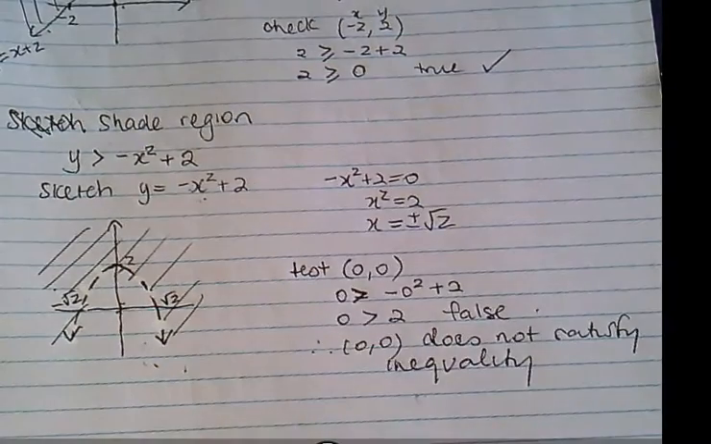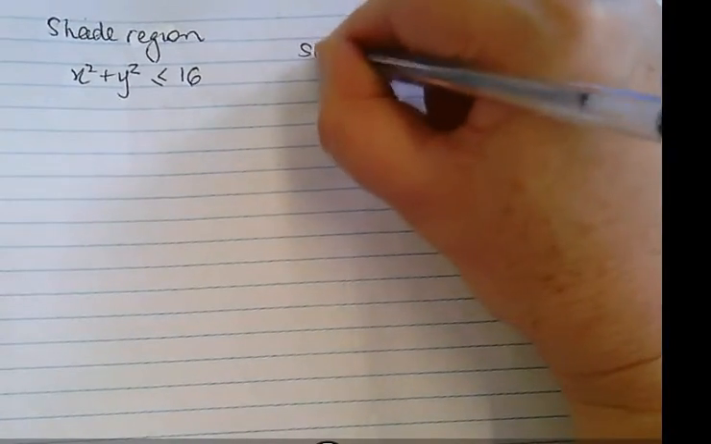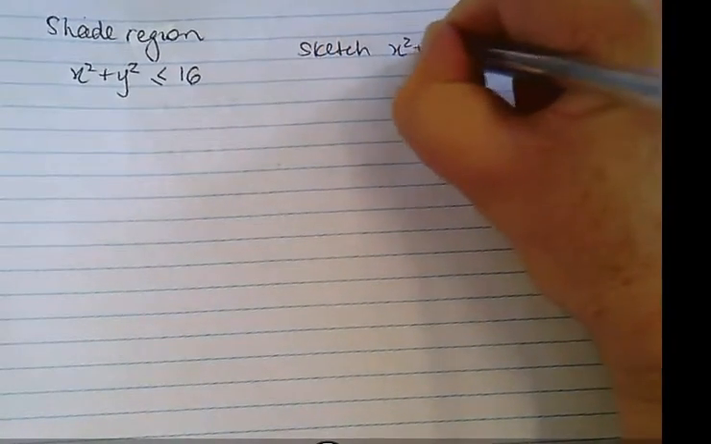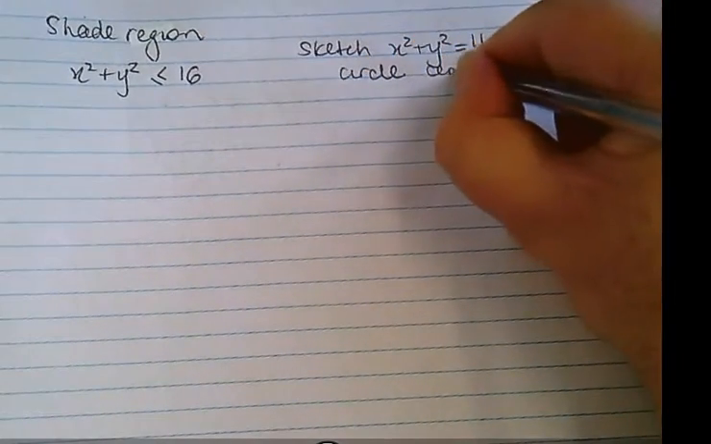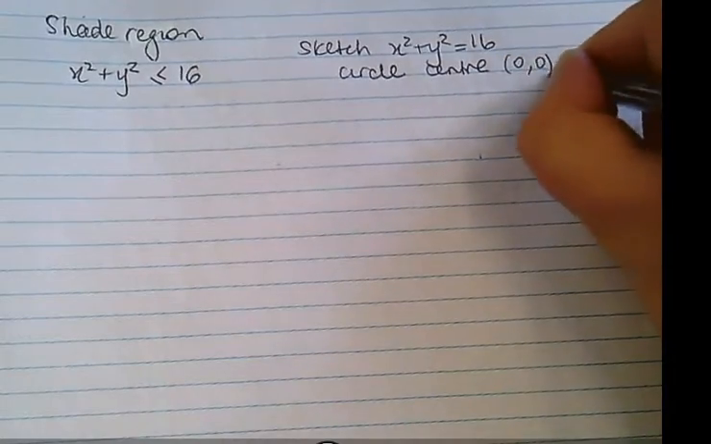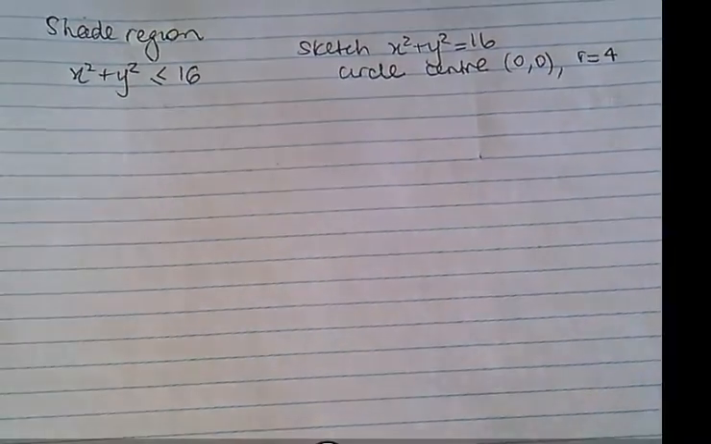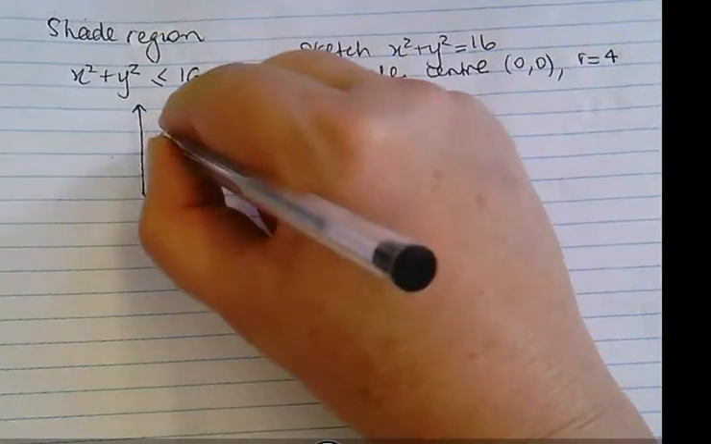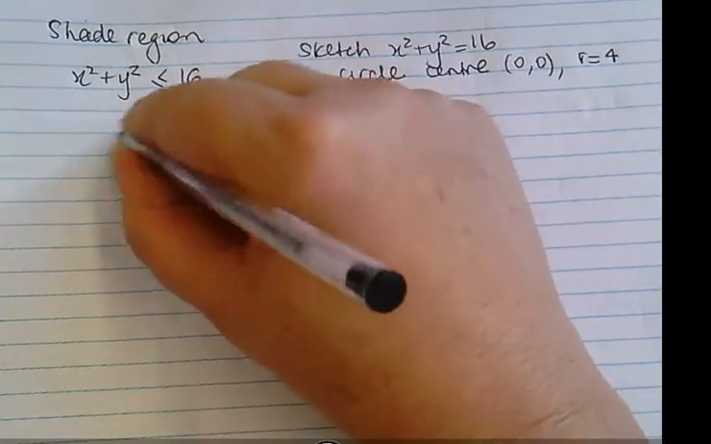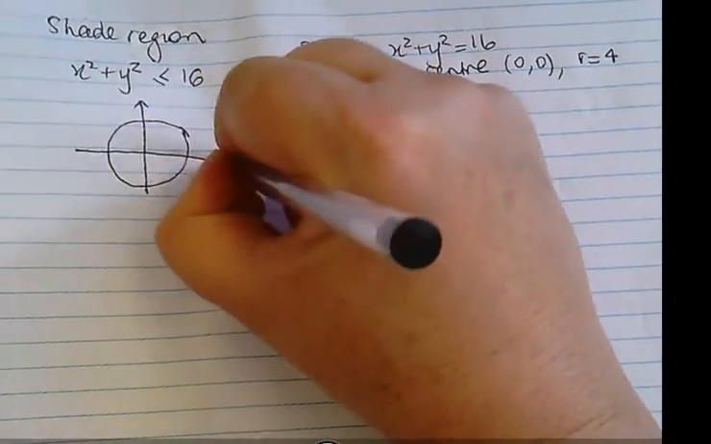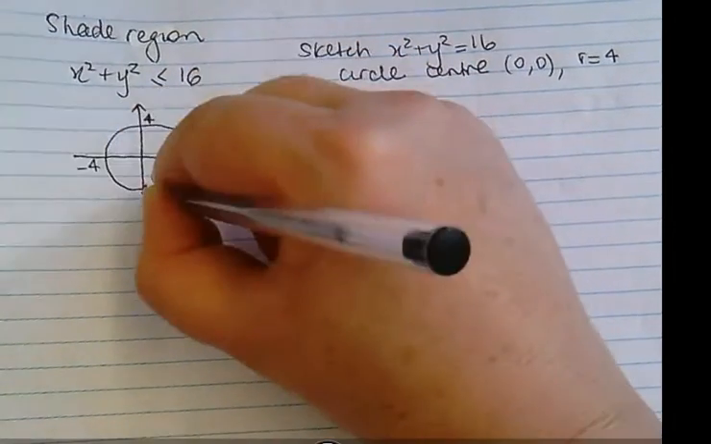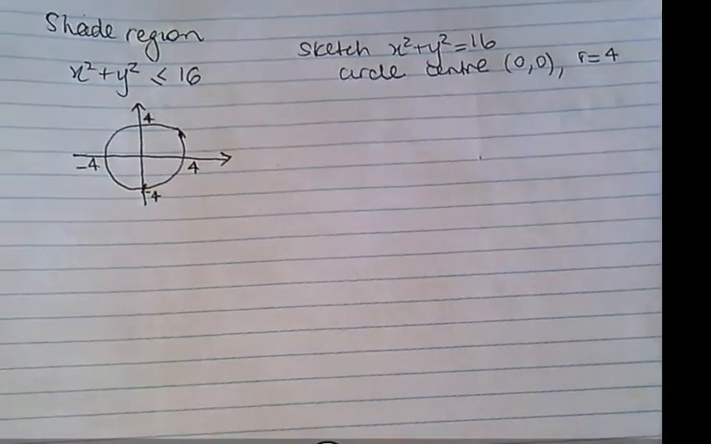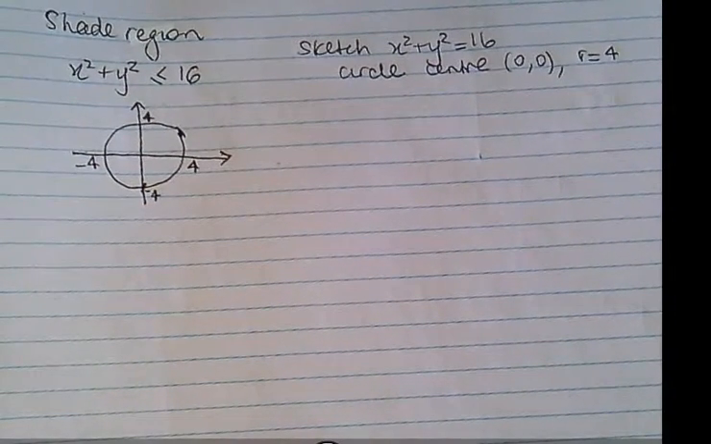Okay? Represented by x squared plus y squared is less than or equal to 16. First, we sketch x squared plus y squared equals 16, which is a circle. Center, what? 0, 0. Radius, 4. So we sketch our circle. Bad drawing. So now we have to decide whether we shade inside or outside.